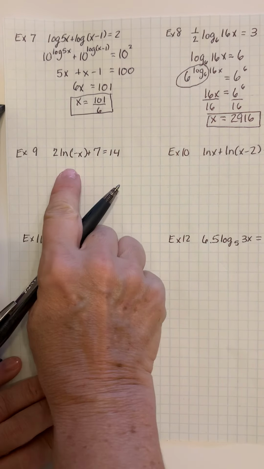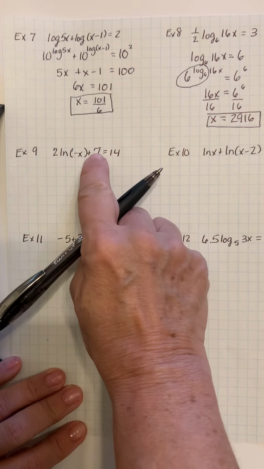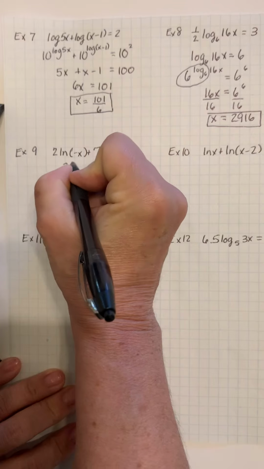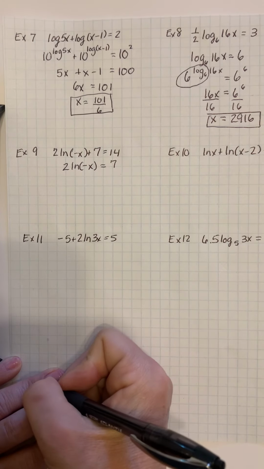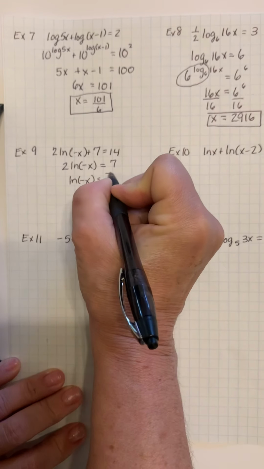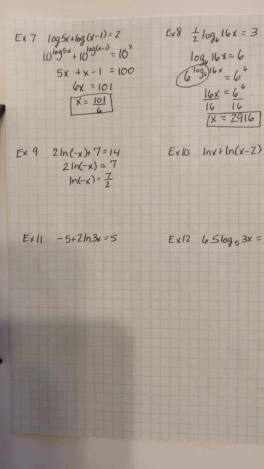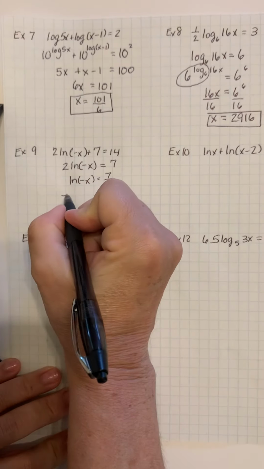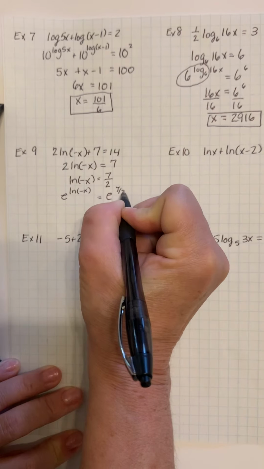Okay, number 9. The first thing we're going to do, see, we have 3 terms. 1, 2, 3. We're going to put the 7 over here. 2 natural log of the opposite of x is equal to 7. Divide both sides by 2. The natural log of the opposite of x is equal to 7/2. I want you to think now, what is the base of a natural log? Because we have to exponentiate this. So what is the base of a natural log? It's e. So we're going to take e to the natural log of the opposite of x is equal to e to the 7/2.